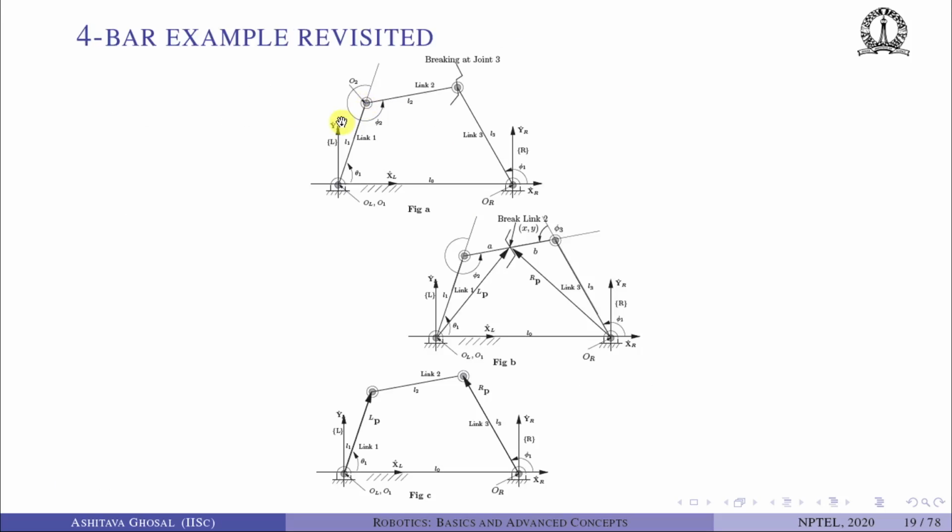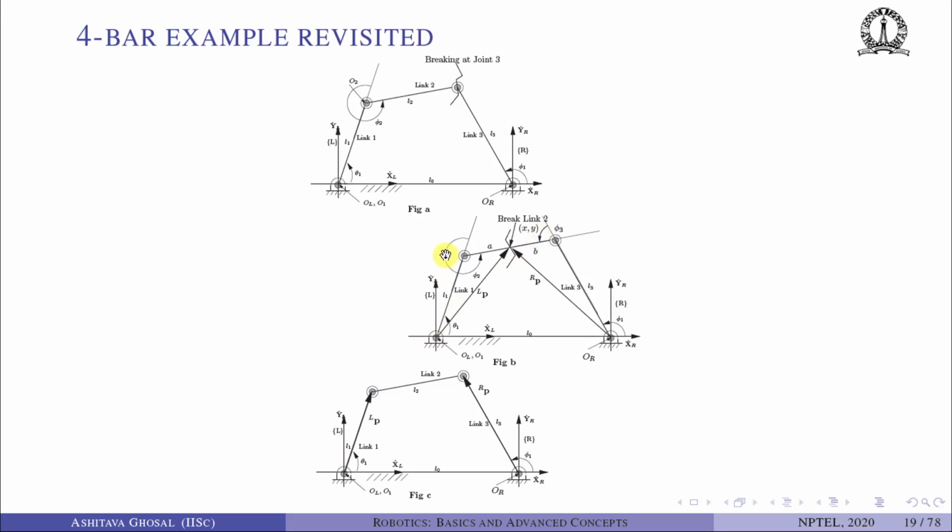Let's go back and look at the 4-bar example again. The first time I showed you, we broke at the last link. We could also break at joint 3. If I break at joint 3, then I have a planar 2 degree of freedom 2R robot and a planar single 1R robot. I could have also broken it in the coupler link, at a distance A and B, somewhere here, link 2.